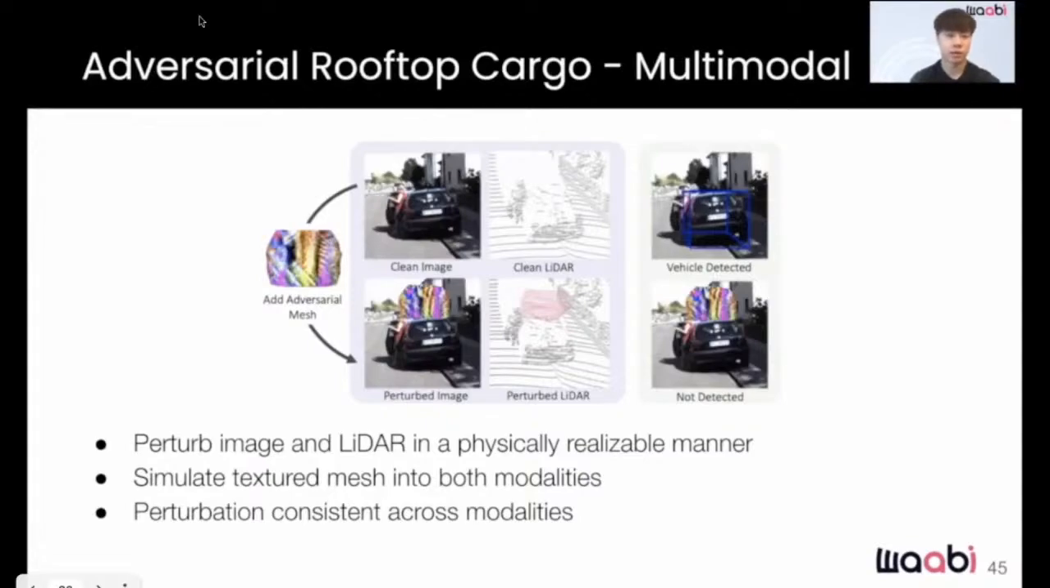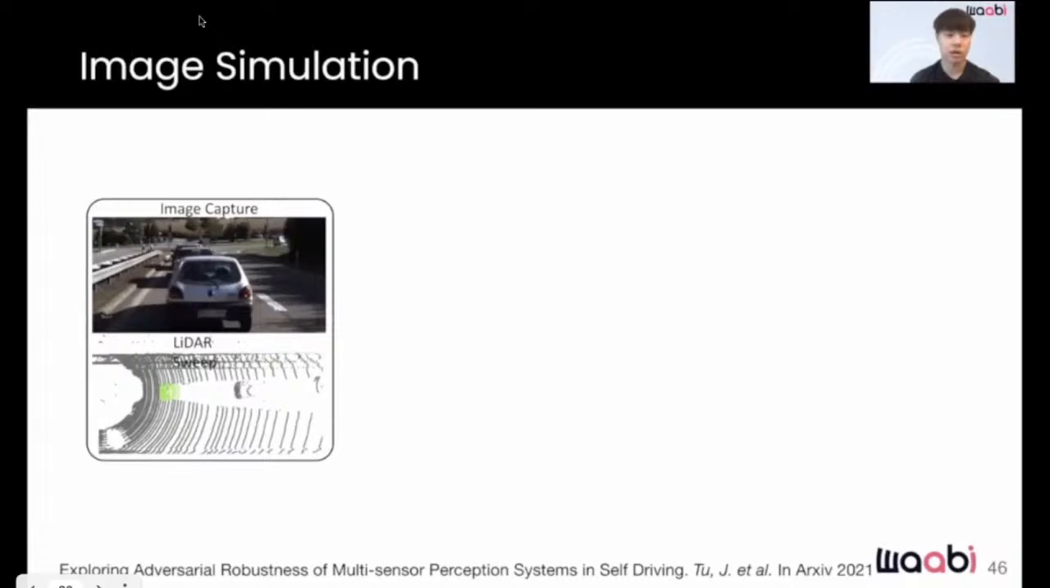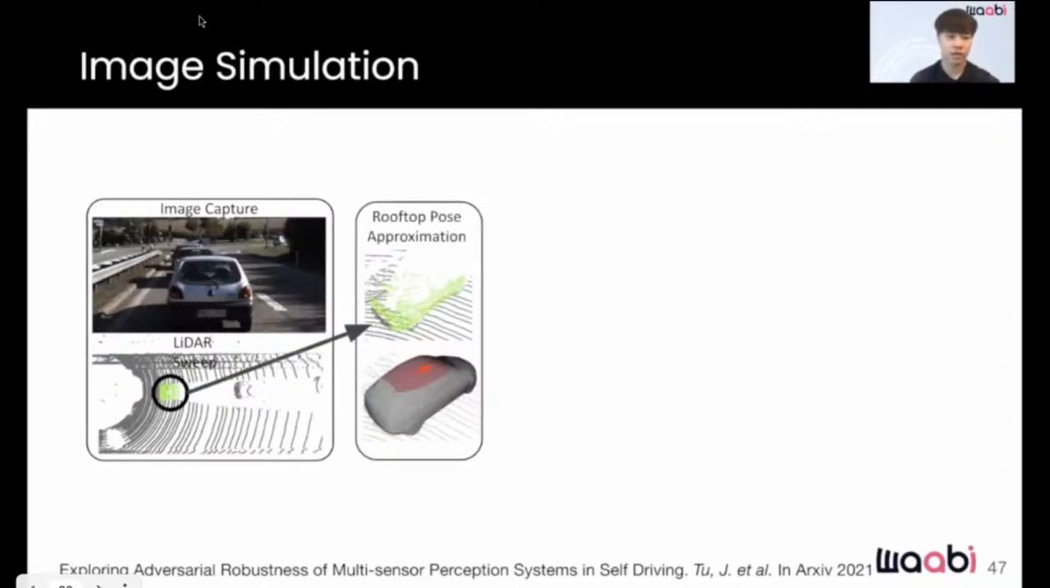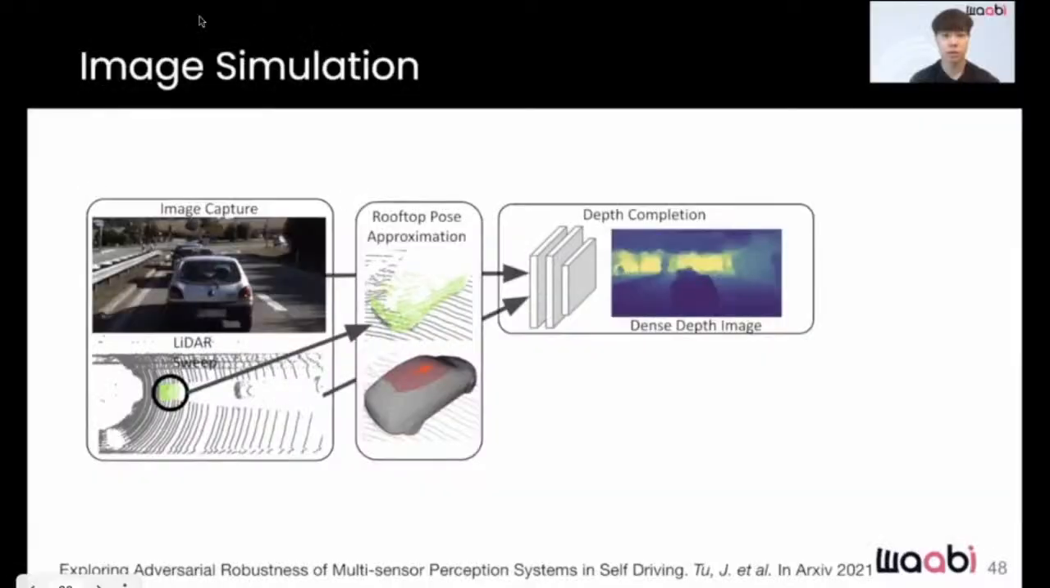We start by extending the LiDAR simulation pipeline to accommodate images as well. Here we have a LiDAR sweep and an image input. The host vehicle is again highlighted in green in the LiDAR and clearly visible in the image. Again, we perform mesh fitting to approximate the pose of the host vehicle, which determines the pose for the adversary. To handle occlusion in images, we also need to know the depth of each individual pixel, which is not available in the raw capture. Here, we use a depth completion model, which takes the image of interest and sparse ground truth depth from the LiDAR scan to obtain a dense estimate of each pixel's depth.